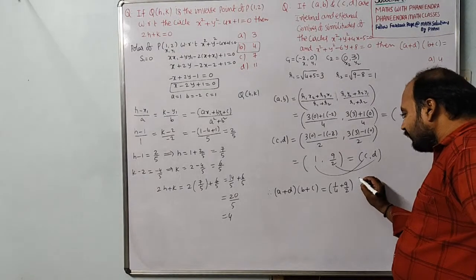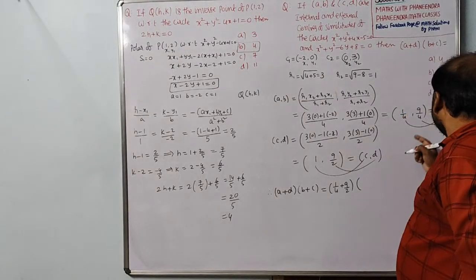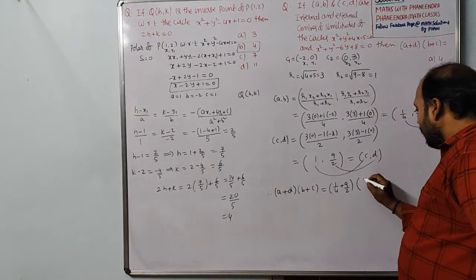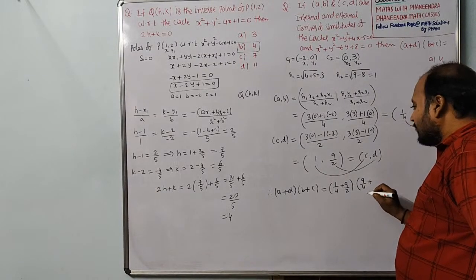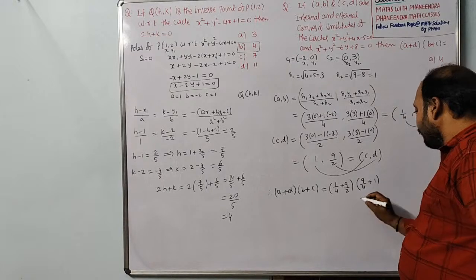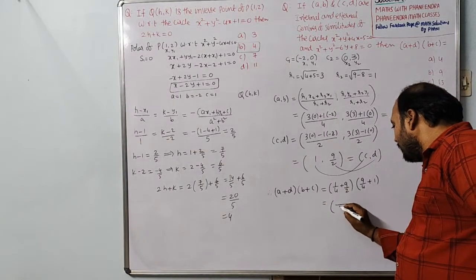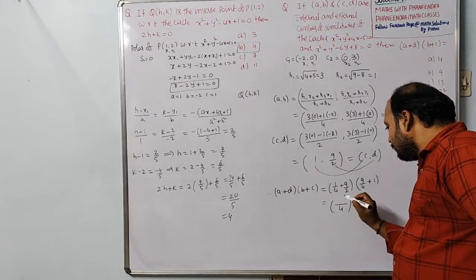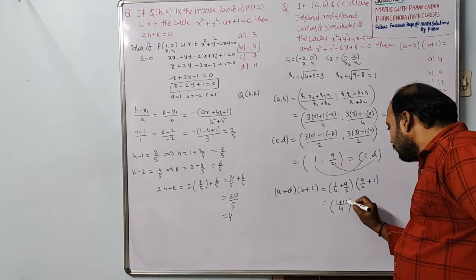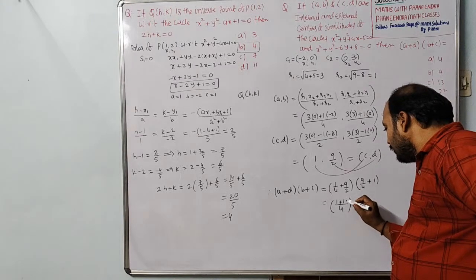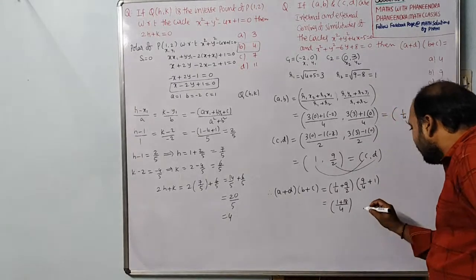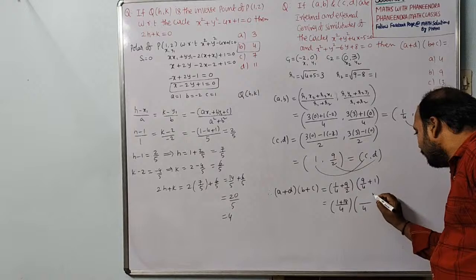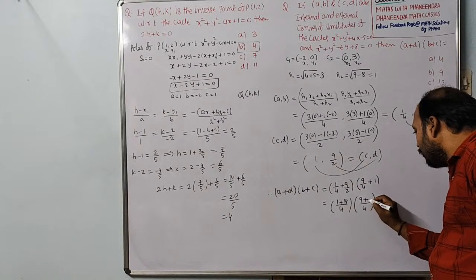Next, here B plus C. B value is what? 9 by 4 plus C value 1. So it is equal to, 4 is the LCM here. Similarly, here 4 is the LCM. 9 plus 4.